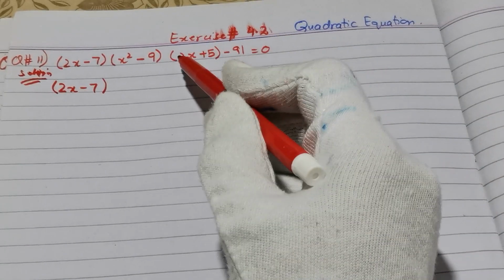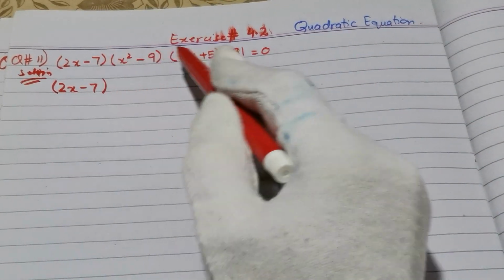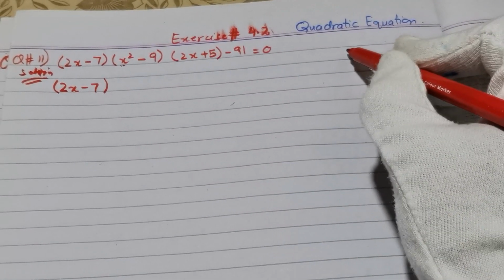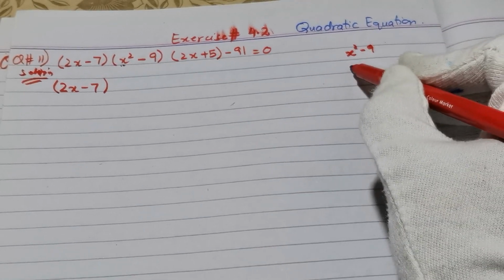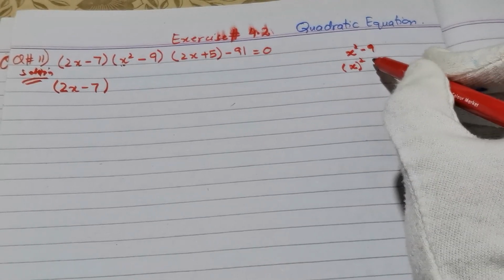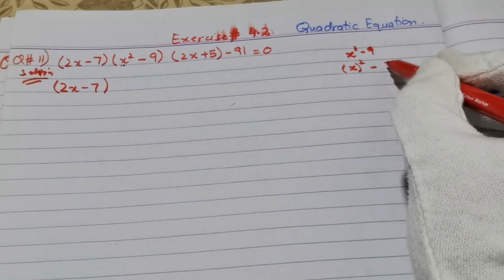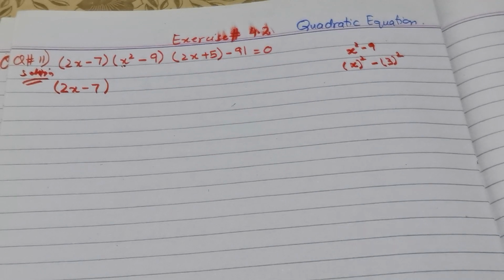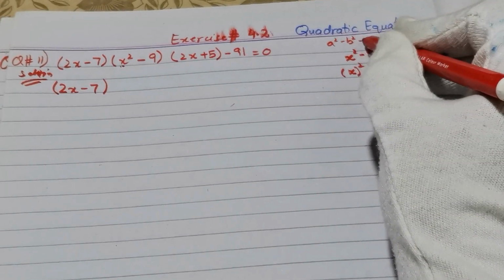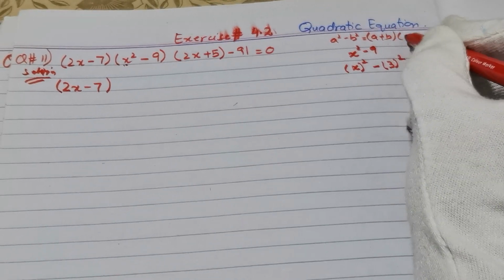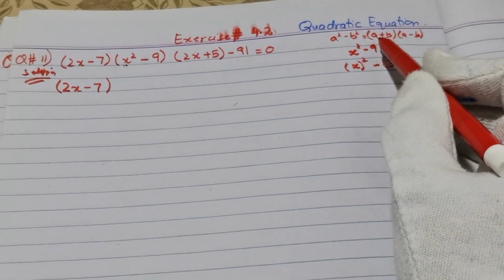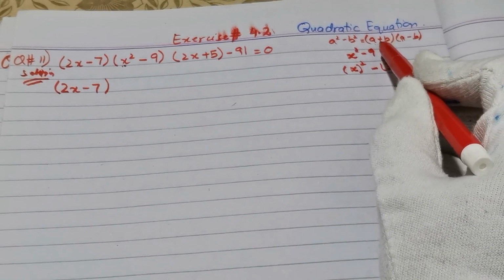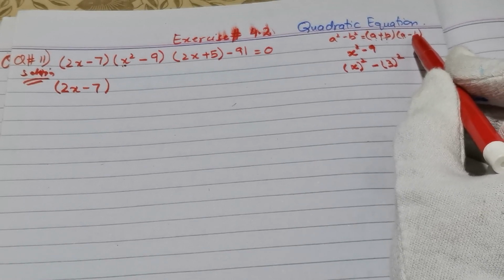For making pairs we need four terms. These are three, so we will break this term. We can easily see that x square minus 9. It means x is the square of x, and 9 is the square of 3. So it becomes the formula of a square minus b square, which is equal to (a plus b) into (a minus b). It means a is positive, and one time we'll take b with positive sign, and next time we'll take b with negative sign.